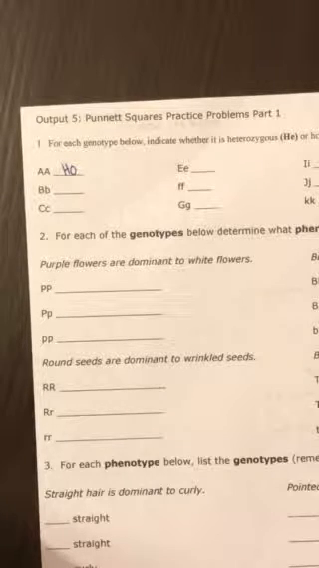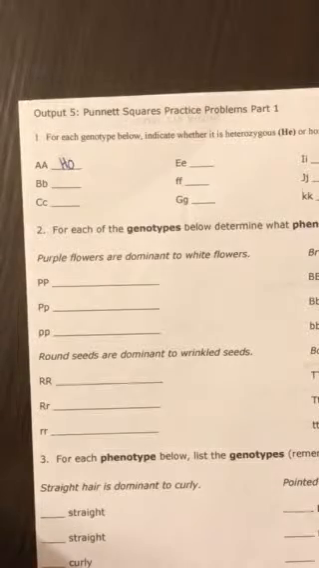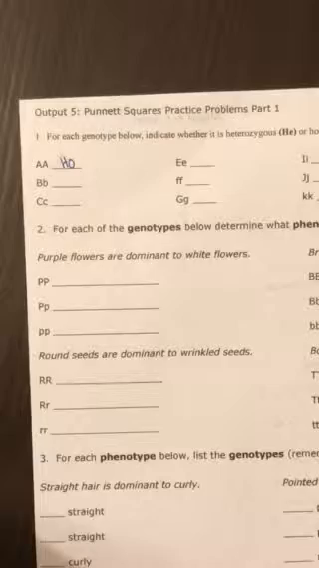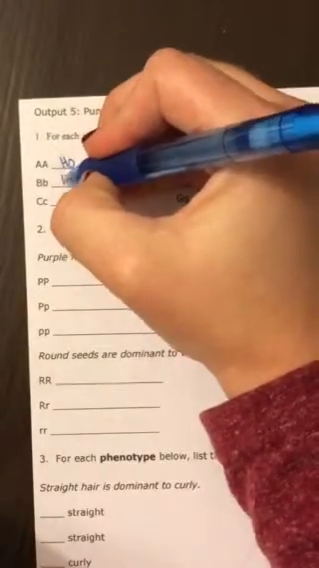Now the next allele combination is big B, little b. You have to think to yourself, do those alleles match each other? No, they don't in that case. So they are heterozygous. For heterozygous, you put HE.